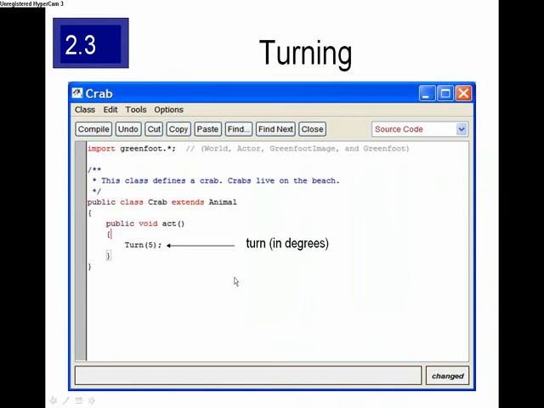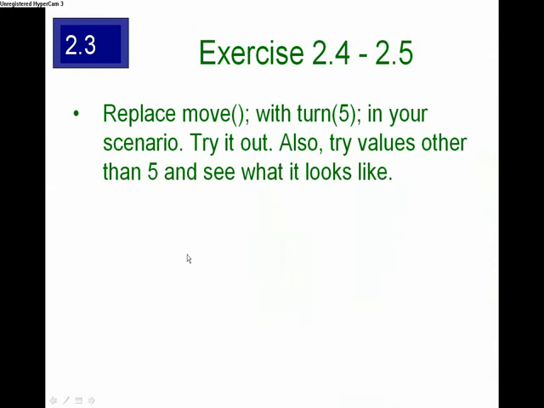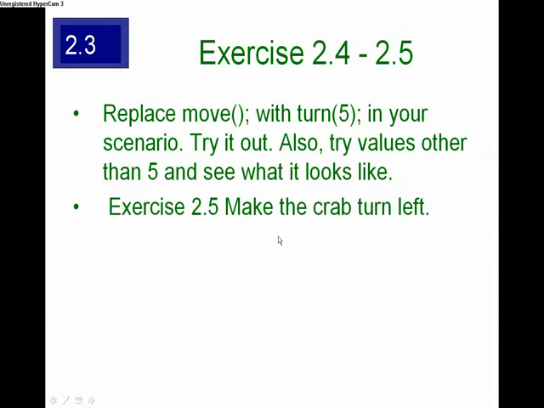Alright, let's teach it how to turn. Okay, so we're going to try this code right here. Type this code in, turn 5, and see what happens there. Try that code out. Okay, so exercise 2-4. Replace move with turn 5 in your scenario. Try it out. Also try values other than 5 and see what it looks like. So try different values. And see if you can make the crab turn left. Try those things out. And then answer these questions on paper.